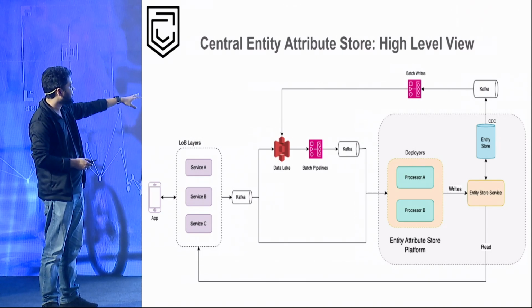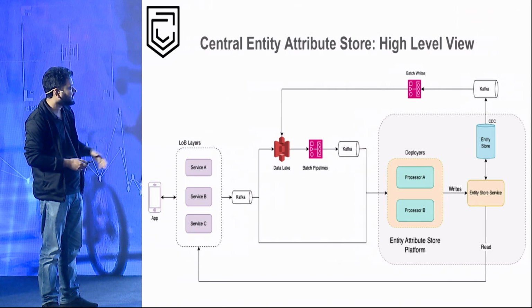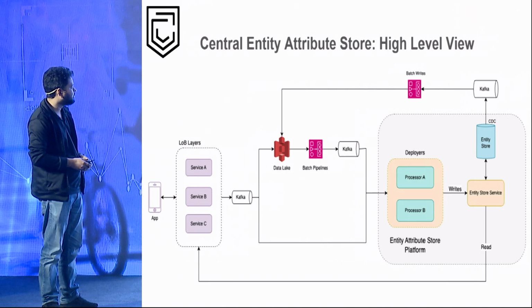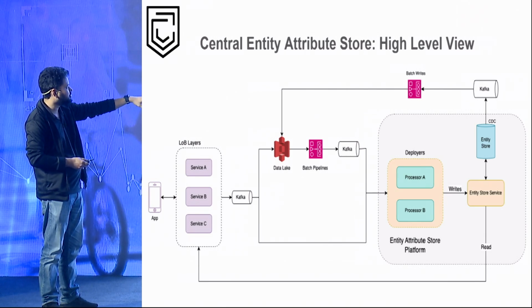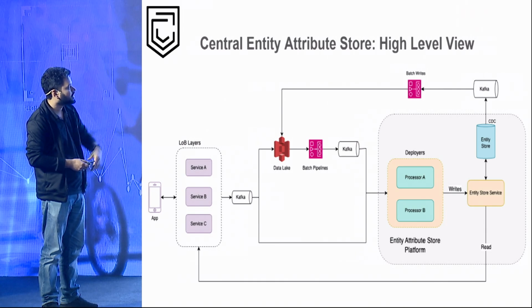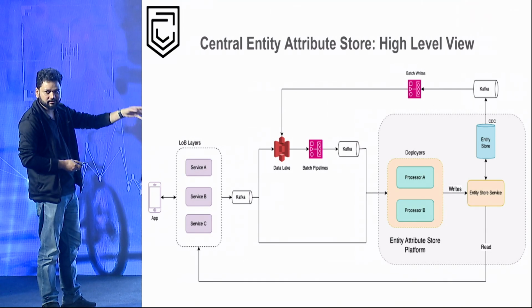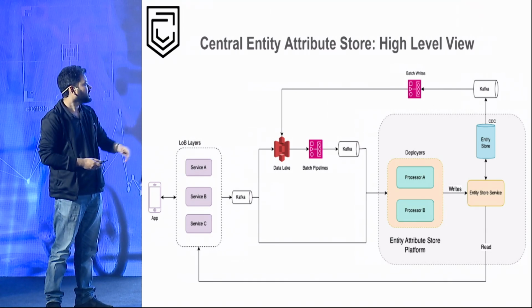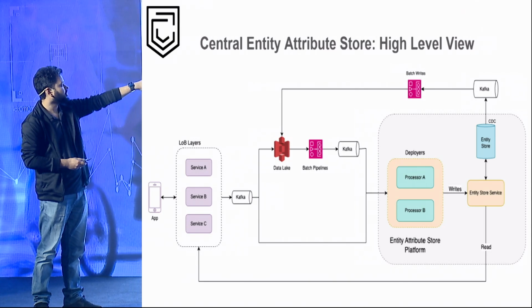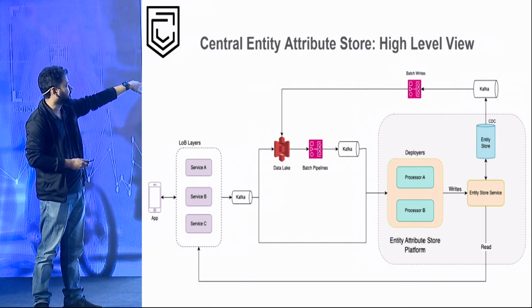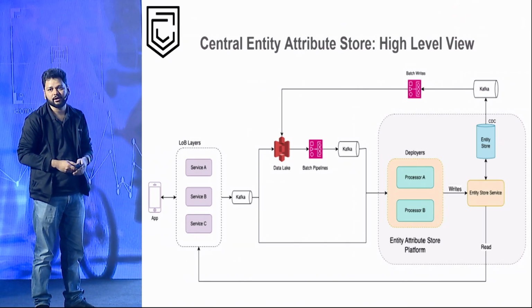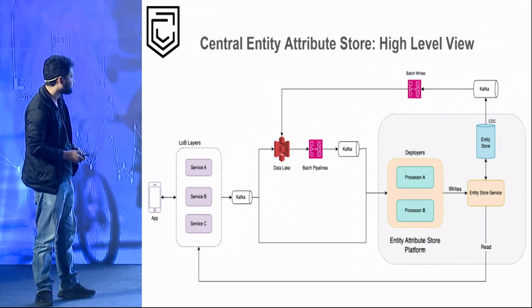In the batch path, the data first lands into a data lake, and then through a variety of batch pipelines, it streams the data into some Kafka topics, which can then be connected to the deployers and written into the store. There's also a CDC ingestion from the entity store back to the data lake, so that can be useful in updating the value of these attributes.